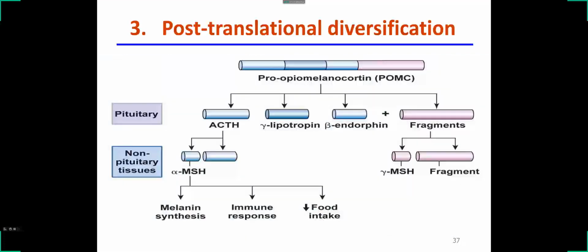Now, where do these occur? So I mentioned some of them, but most importantly, you see this diversification happening differently from the pituitary, also some of these in the hypothalamus, and then in some non-pituitary tissues, one of these being the hypothalamus that I mentioned to you. But you also can see it in other cell types as well. Skin cells also produce alpha MSH.